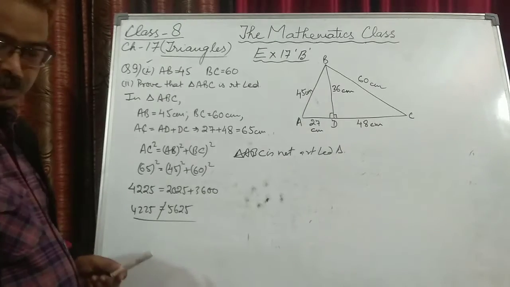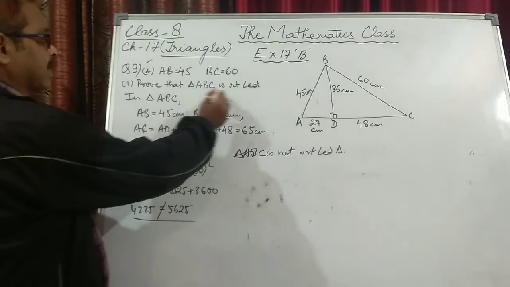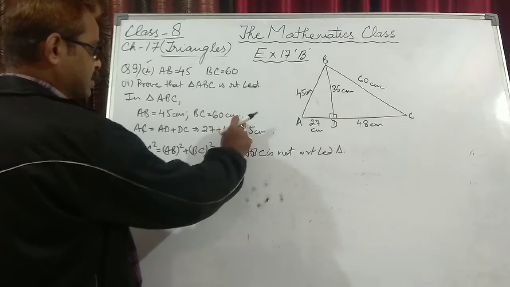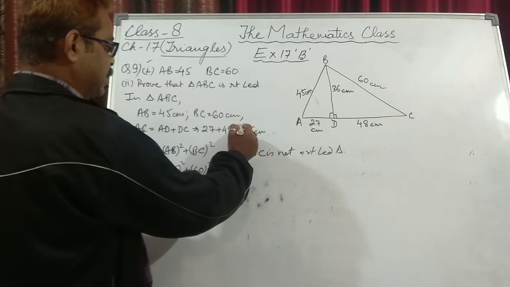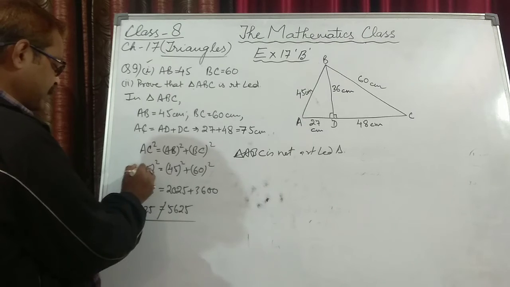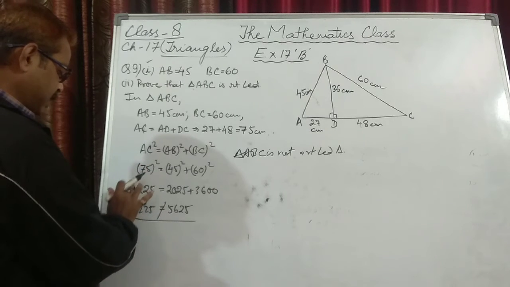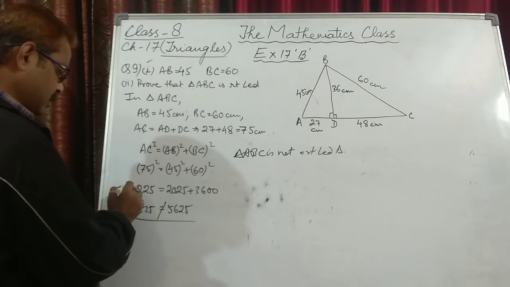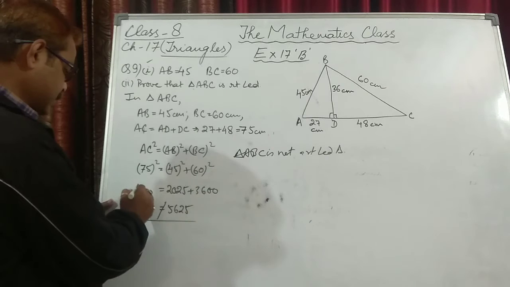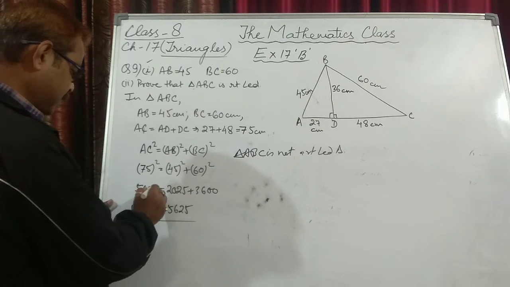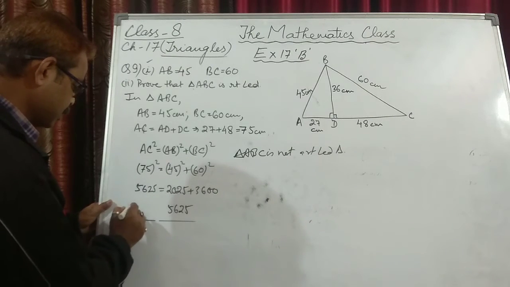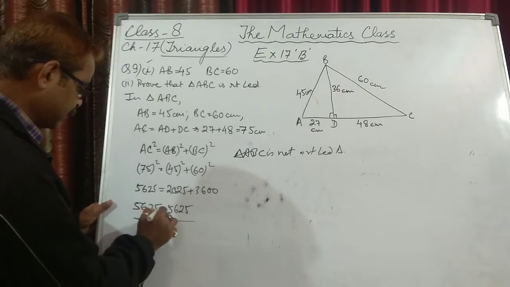Okay, there was a calculation error, because they say prove that triangle ABC is a right angle triangle. Here it should come 75. That was an error. So here it will come 75 square, and the square of 75 is 5625, and 5625 is equal to 5625.